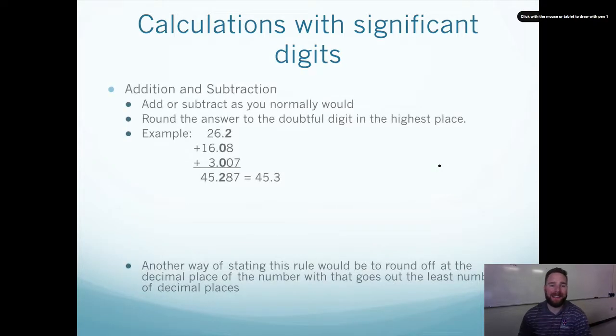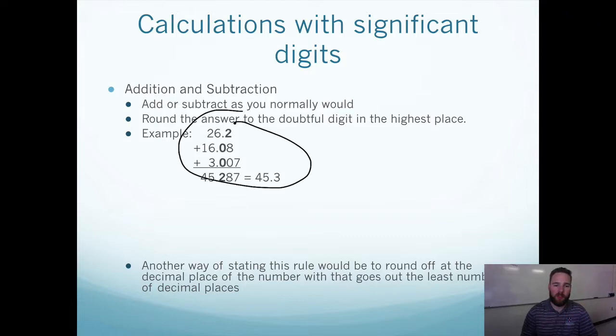So the last thing we'll talk about is significant digits. When we calculate, especially adding and subtracting, there's a simple rule. So we have a problem right here. It's pretty straightforward. We're just adding 26.2, 16.08, 3.007. So what do I see? This is rounded to the tenths place. This is rounded to the hundredths place, right? There's 2 decimal points. And this is rounded to the thousandths place, right?